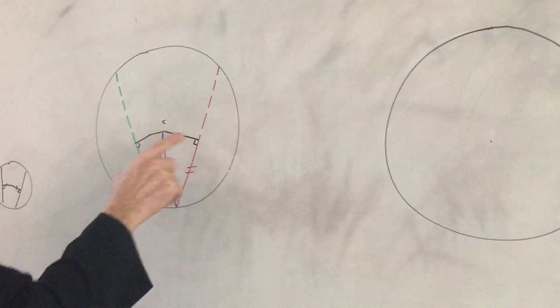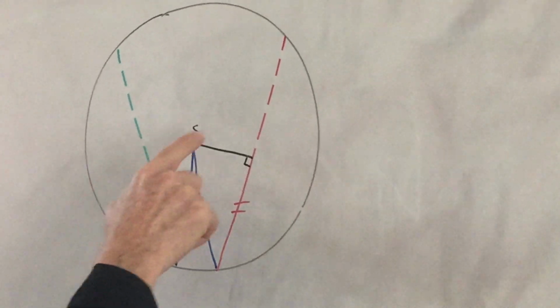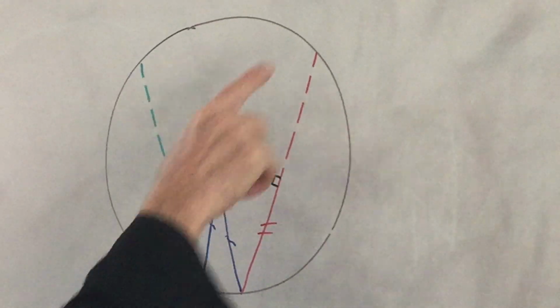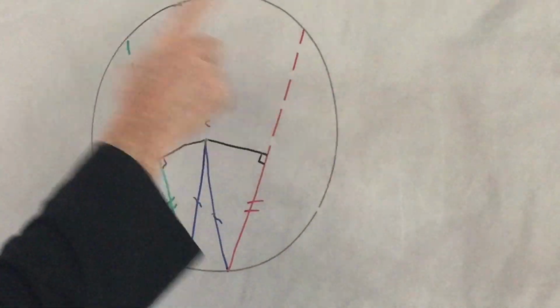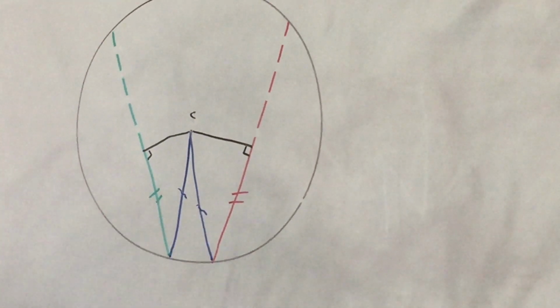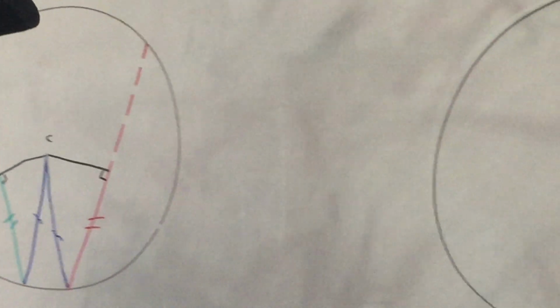Okay, so since these things are equal, and they're both falling on these lines perpendicularly, these lines are said to be equally distant from the center. Therefore, we've shown that if lines in a circle are equal, they are equally distant from the center. Now let's have a different case here in our other center.